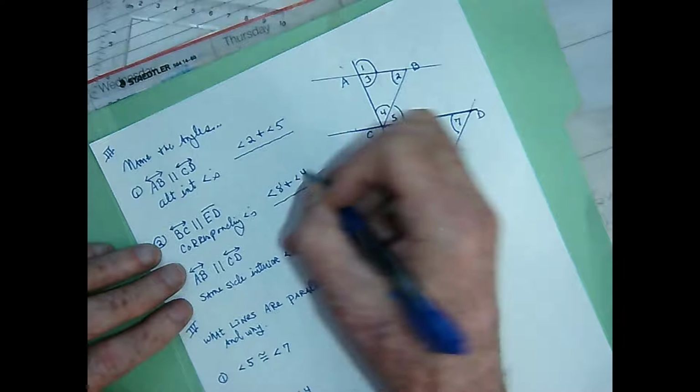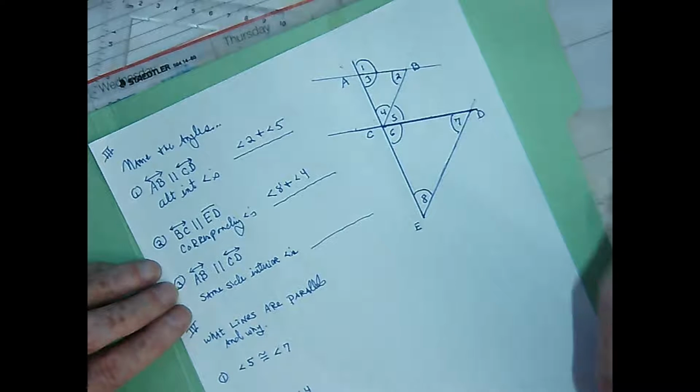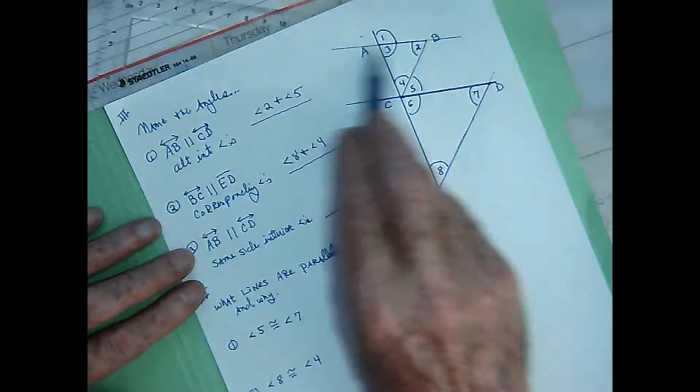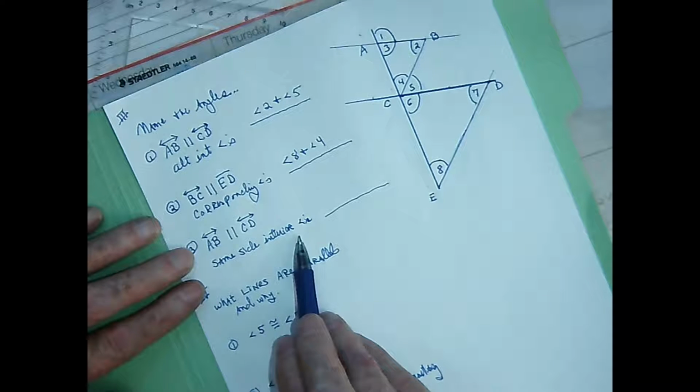Now, you might want to pause the video and get a look at those and see if you agree with me, but I'm sticking with it. I'm thinking it's true. Next, I'm going to look at another pair of parallels. This time it's AB being parallel with CD again, but it asks me about same side interior angles.